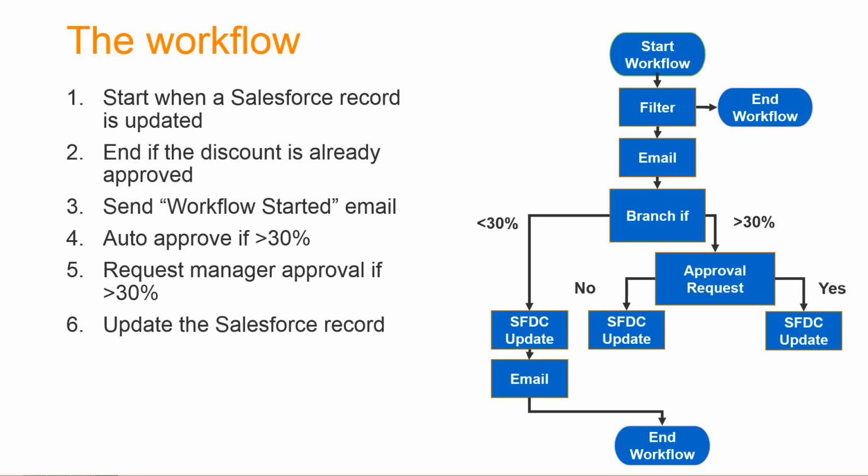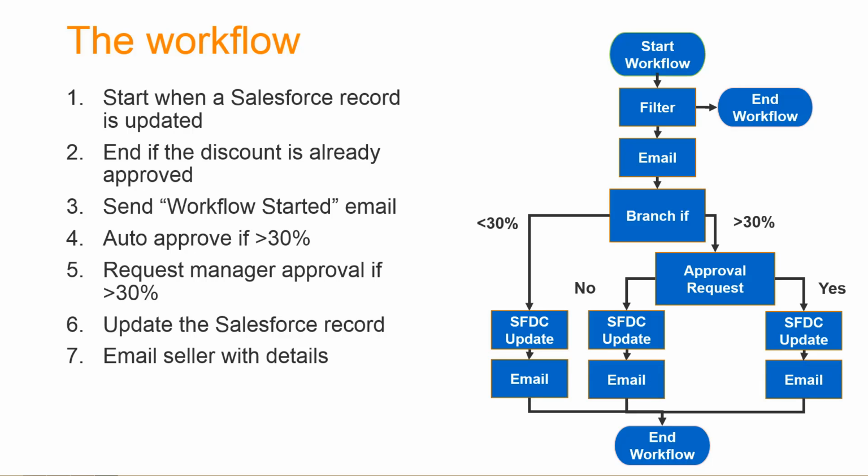So they get a request to approve it. If they say no, we update the Salesforce record and it goes back to the original seller, and it's clear that they need to do a little more work on this contract. If they say yes, we also update the record, but now it's approved. And in both cases, we're sending an email to the originator, telling them what's happened, and we're ending the workflow. So you see here we have a mix of things. We have a filter at the top, we have a branching statement depending on the value of the discount with automatic approval on one side, and then we have a request for a person to become involved if it's greater than 30%. In all cases, we update the Salesforce record. We send an email back to the originator saying that it has either been approved or not approved, and the workflow ends.